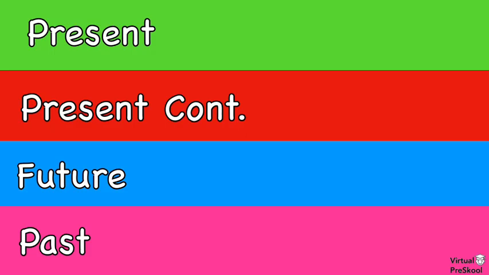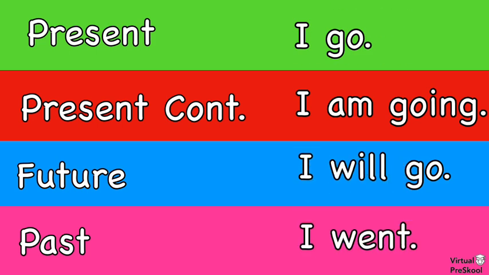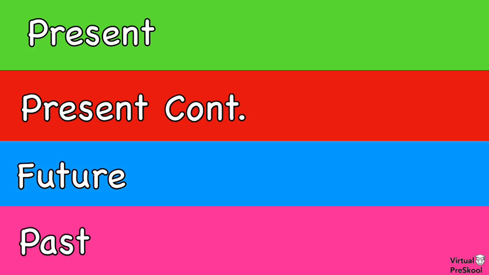In present tense, we would say, I go. Present continuous tense, I am going. Future tense, I will go. And past tense, I went. Take a look at the past tense one, I went. Isn't it completely different from the other three? The other three have the word go in them, but past tense doesn't. The same exact thing happens in Hindi.